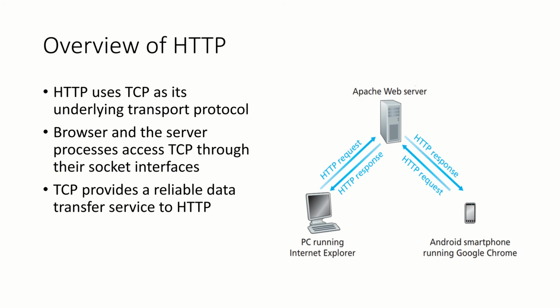TCP provides a reliable data transfer service to HTTP. HTTP servers maintain no information about the clients. HTTP is said to be a stateless protocol. A web service is always on with a fixed IP address, and it services requests from potentially millions of different browsers.